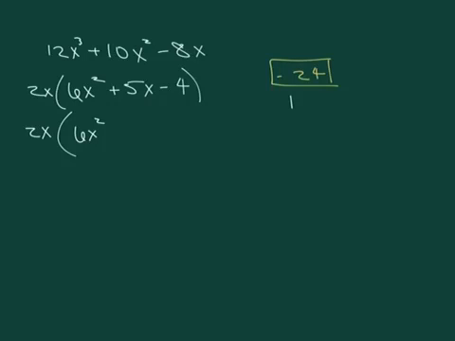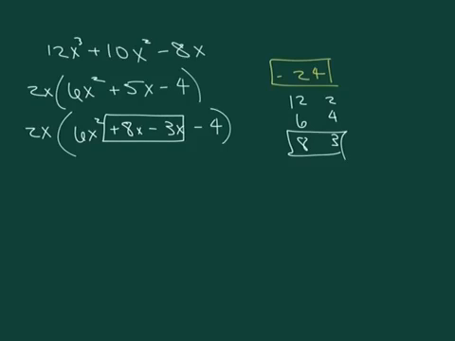So I've got, let's see, 12 and 2, 6 and 4, 8 and 3. And the minute I find something that if I take the sum or the difference of, I'm going to get 5, I'm going to stop. So if this were a plus 8x and I subtracted 3x, these two numbers added together give me a positive 5, multiplied together give me a negative 24.